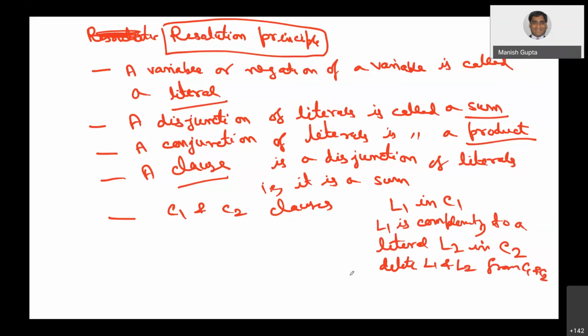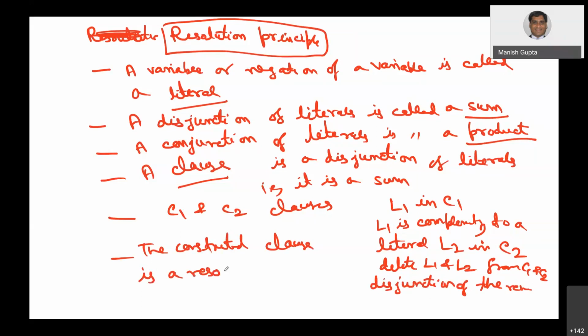and construct the disjunction of the remaining clauses. Whatever we get, that constructed clause is a resolvent of C1 and C2. So what are we doing? There is a clause C1 with a literal L1, and if L1 is complementary to a literal L2 in another clause C2, then we delete L1 and L2 from C1 and C2 and take the disjunction of the remaining clauses. Whatever we get is known as the resolvent of C1 and C2.